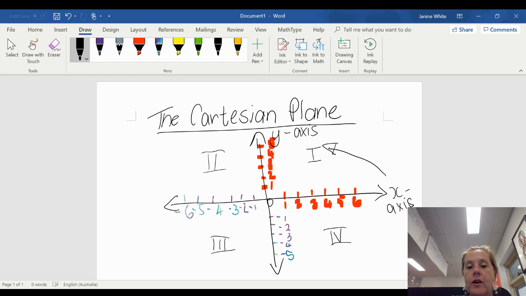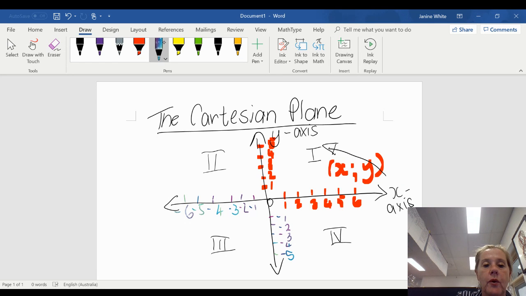Now, if we look at the integers for the x and y values in quadrant 1, all my x values are positive and all my y values are positive. If I look to quadrant 2, well, in this quadrant, if I look to the left here, all my x values are negative, but my y values are positive.